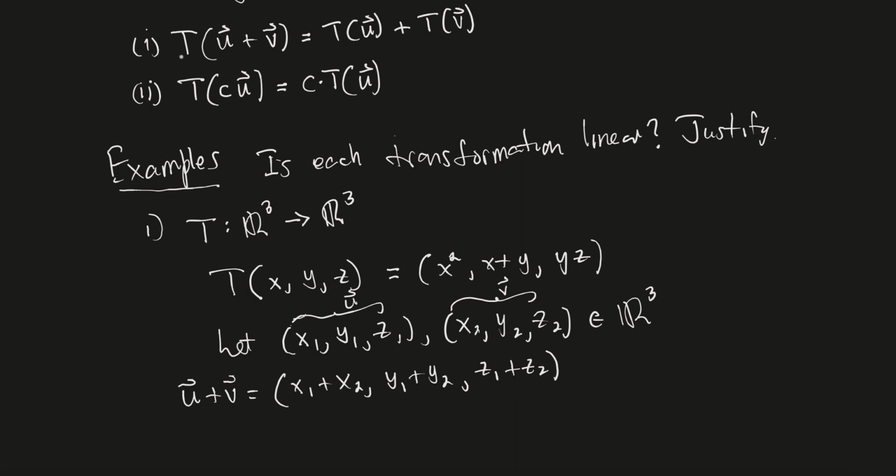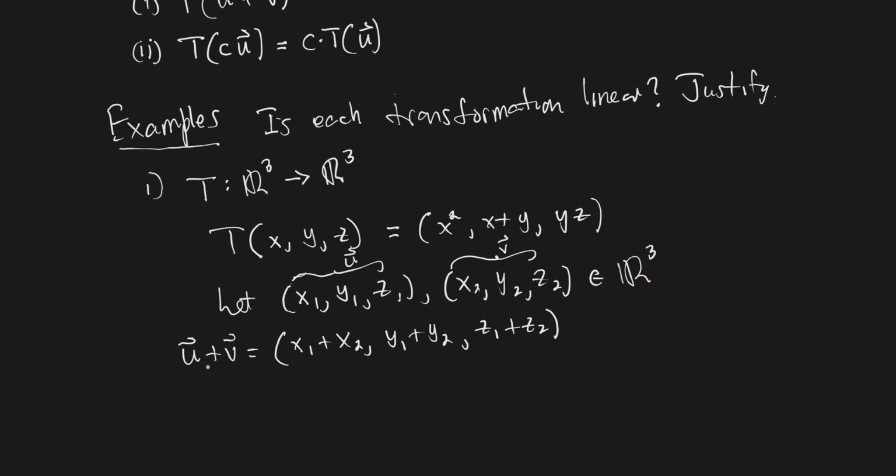Now let's apply the transformation to this sum and see what we get. So T of u plus v. Well, look at what it says. It says I have to take the x component and square it. So that means I have to square this. I'm just going to write it as the quantity squared. I'm not really going to FOIL anything out.